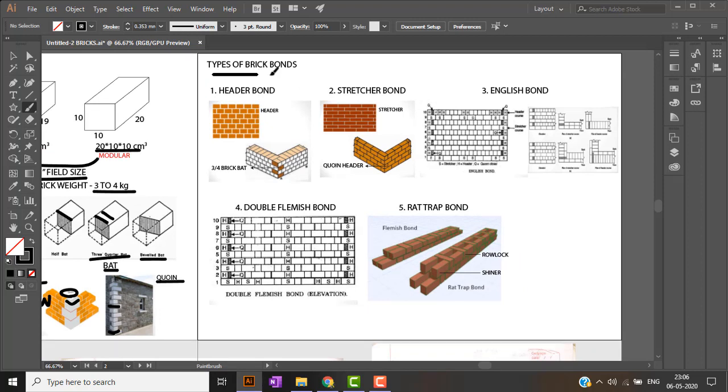Now let's look at types of brick bonds. So I have made notes about 5 basic brick bonds. There are many brick bonds other than these also, but these five are the most important ones which you have to definitely remember. You can also Google it for many other bonds and take a look at that.